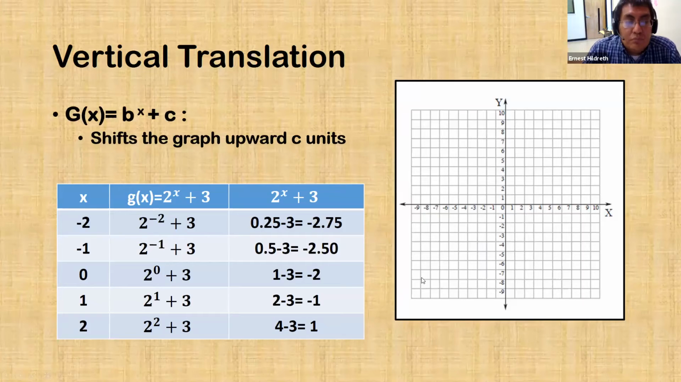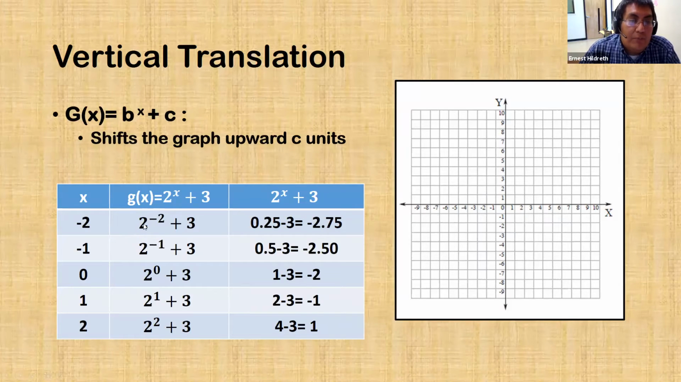So what would happen is you would take the equation that we have here for g of x equals b to the power of x plus c. And as you can see in the chart here, you would put the number that we have for x in the exponent portion. So I usually do about 5 numbers just to show how it would look.